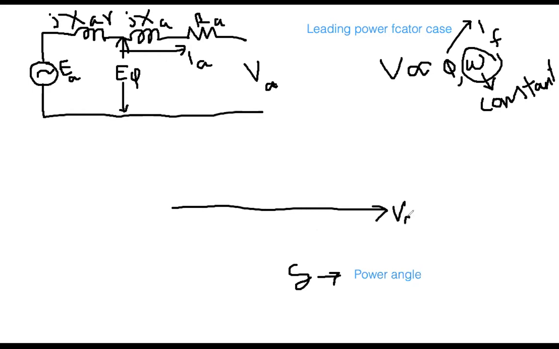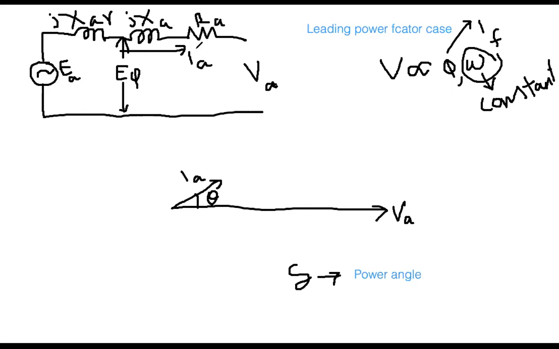This is my voltage. Now where the current will go, it is downward or upward? If it is leading power factor, definitely current will go upward, because the leading power factor means current will lead the voltage. Assume that this is the theta, power factor angle. Now again do the same thing. You start from here, I am starting from here, you reach there.